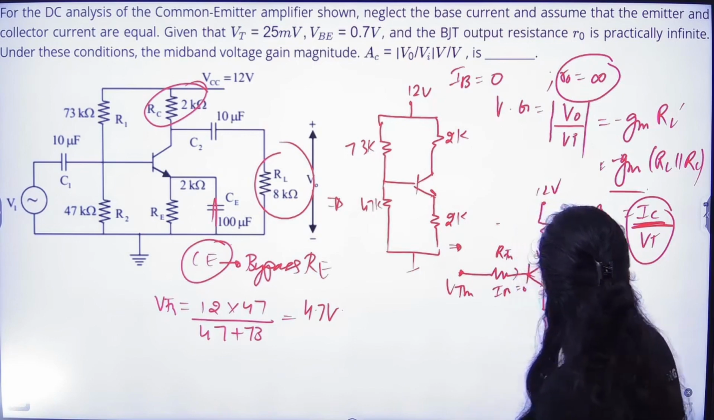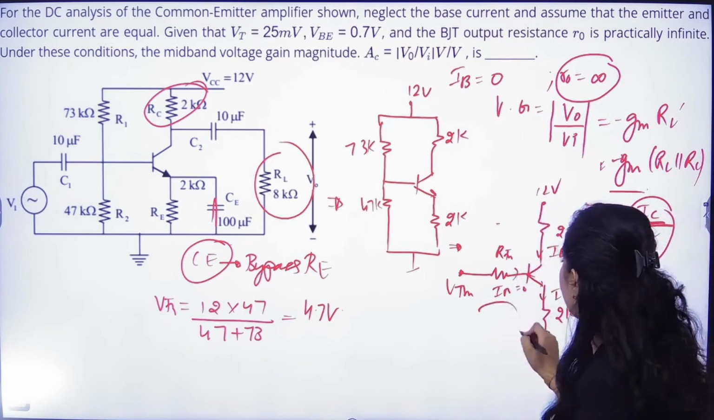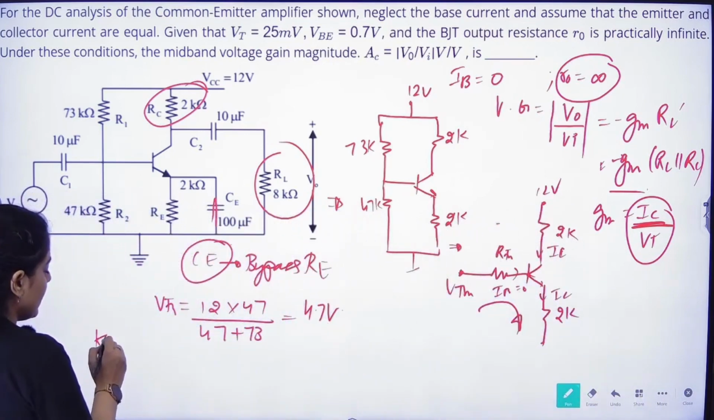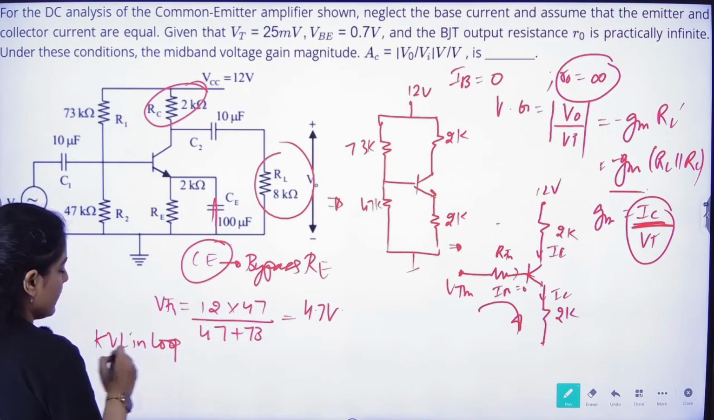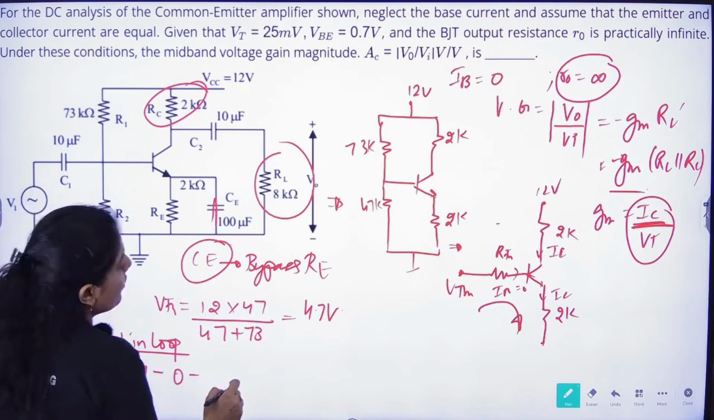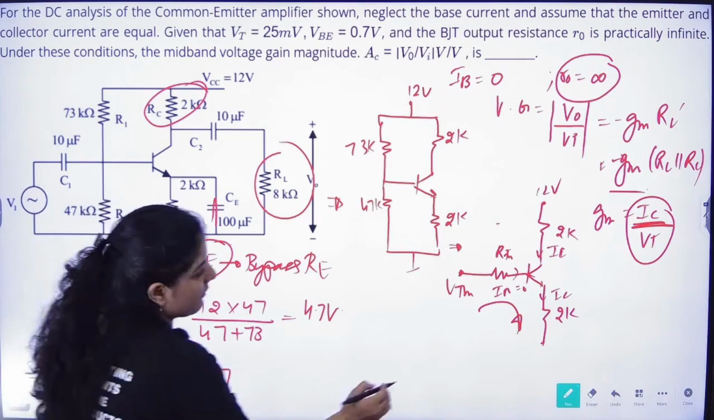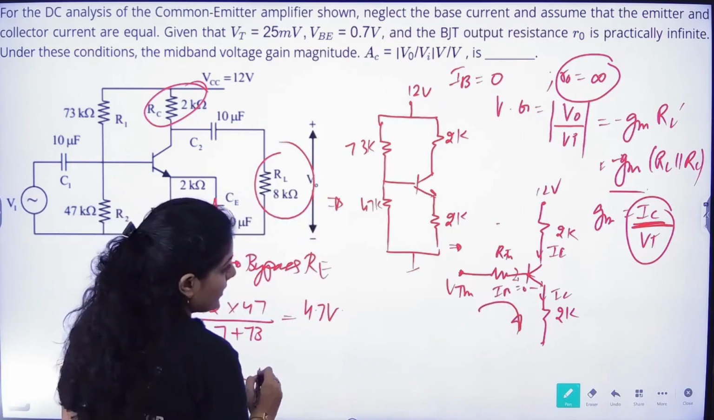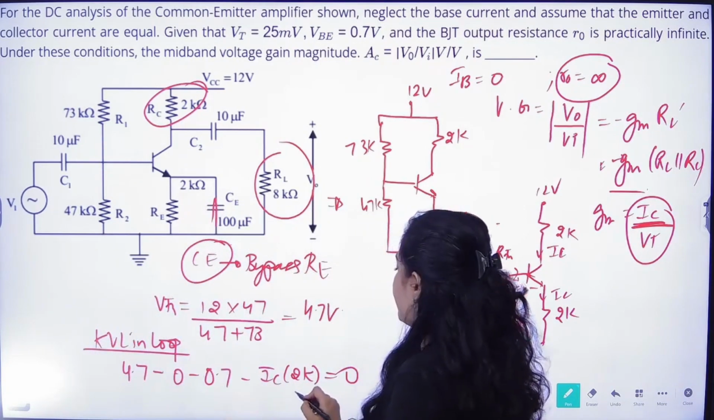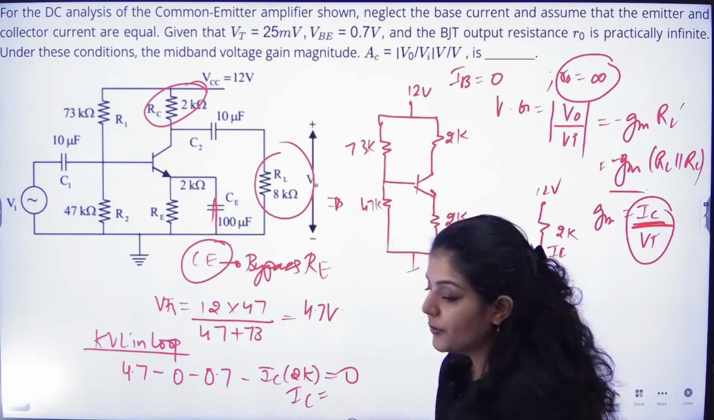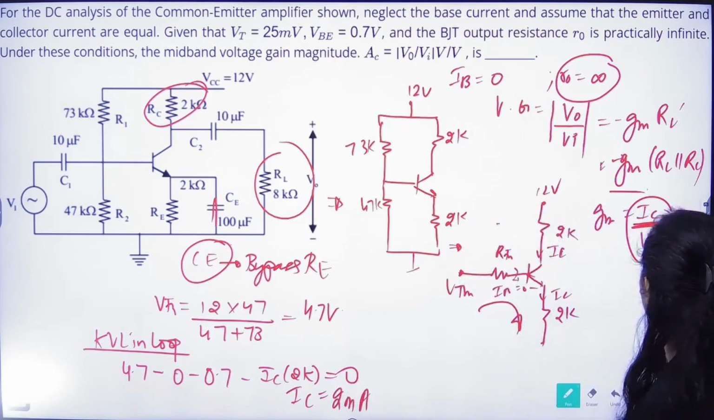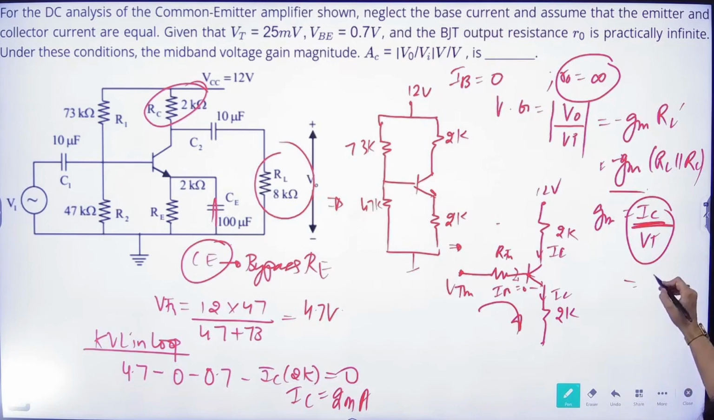Now again I have to find the value of IC. This IC here is also the same IC. So in only one loop I can easily find the value of IC, applying KVL in the loop. So VTH, which is 4.7, minus VBE, which is given to us as 0.7, minus IC into 2K is equal to 0. From this equation only one variable is unknown. So the IC value will come out to be 2 milliampere. Now I know the value of GM.